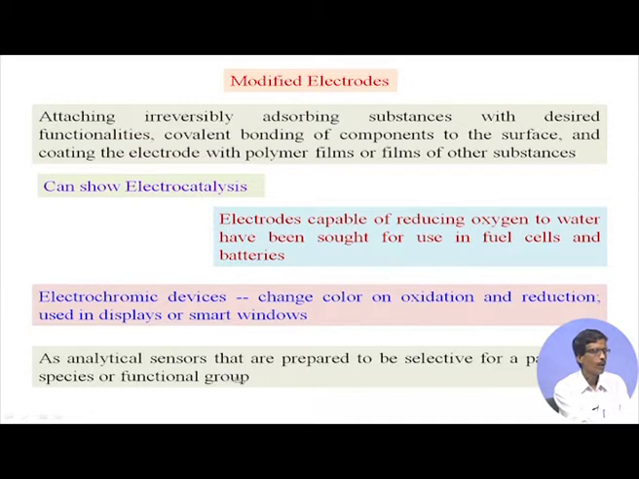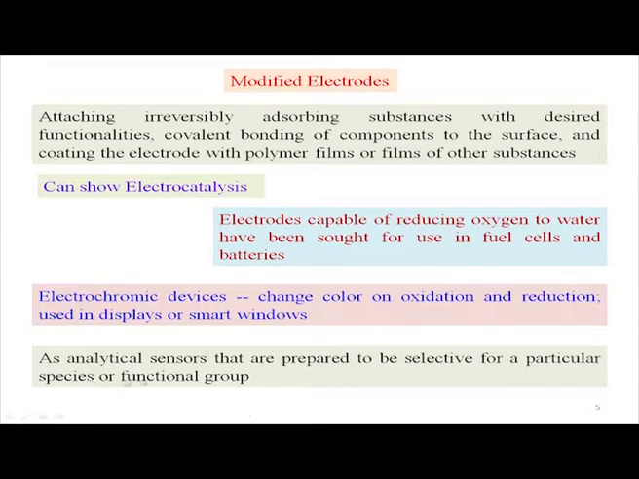So, we try to develop analytical sensors with these electrodes. Sometimes these can also be considered as bioanalytical sensors. How can we prepare those? For a particular specimen or functional group that we can attach, this can be very useful for sensing some analyte. Suppose we try to develop a glucose sensor. How do we develop that particular glucose sensor?